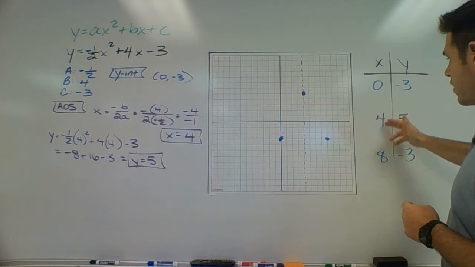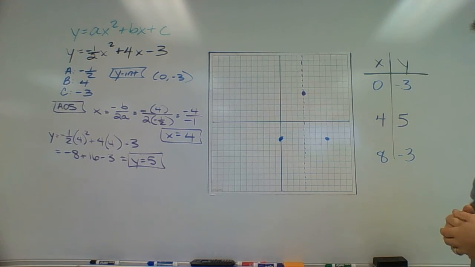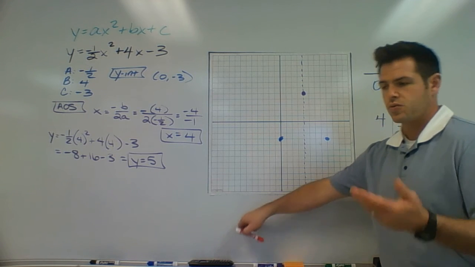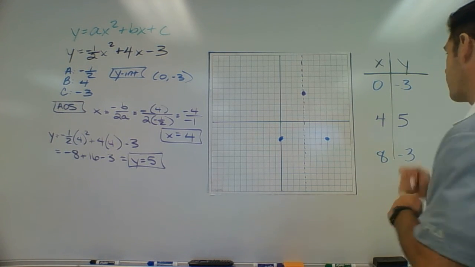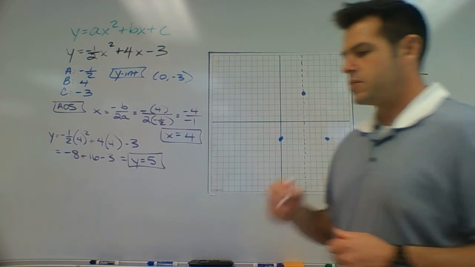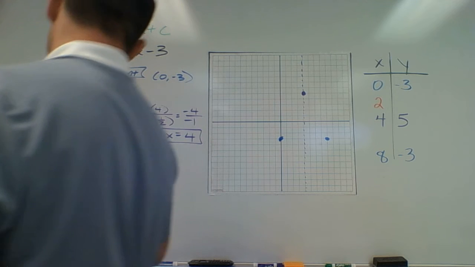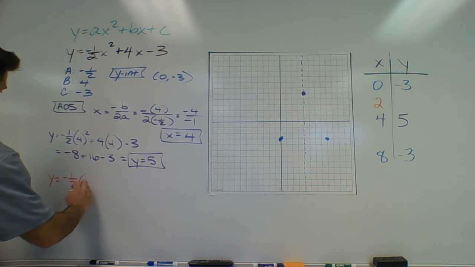I have 0, I have 4, I have 8 for the x values here. I'm just going to choose 2. You could choose 1, 2, 3, 5, 6, 7. You could use a decimal value if you really want, but I'm trying to make this easy for myself, so I'm going to put in a 2 for an x. I'll figure out what that is for a y value. So again, I'm plugging it in to the function.